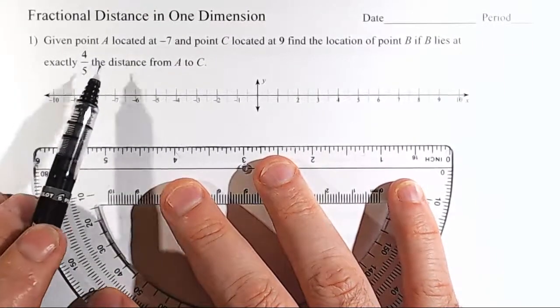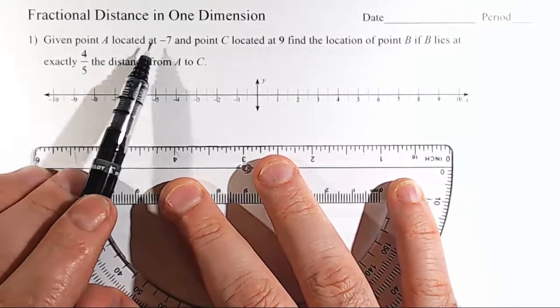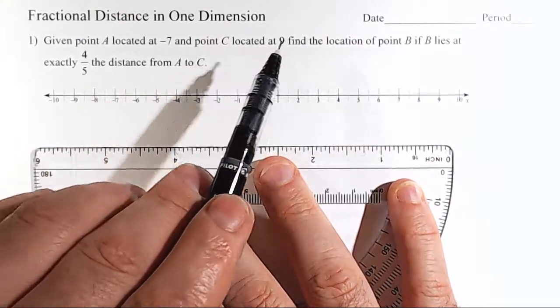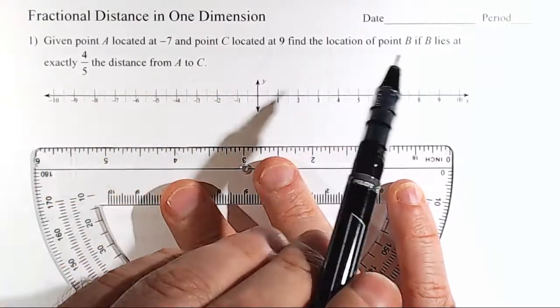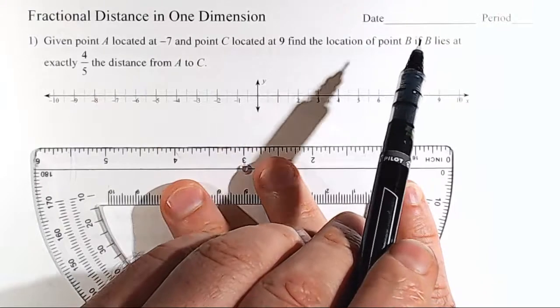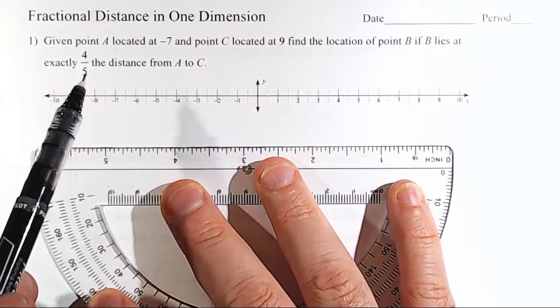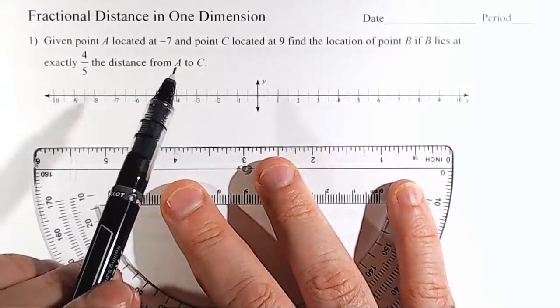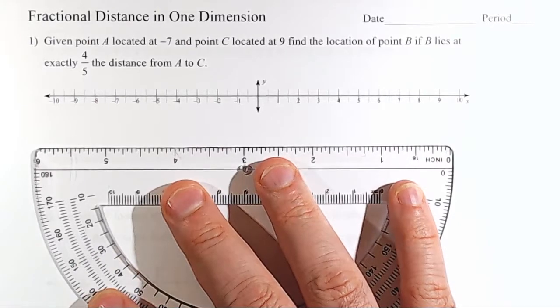Okay, given point A located at -7 and point C located at +9, find the location of point B if point B lies exactly 4/5 the distance from A to C. All right, so the first thing to do, plot the points.